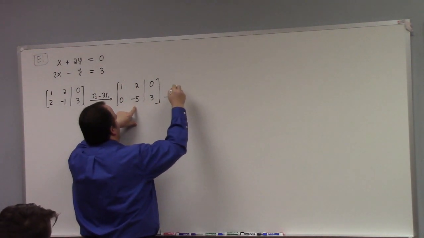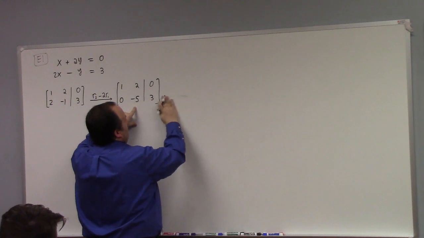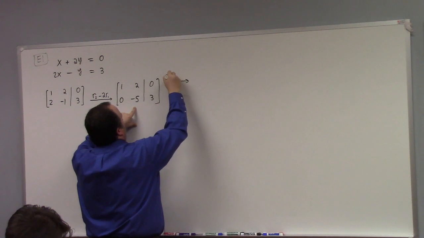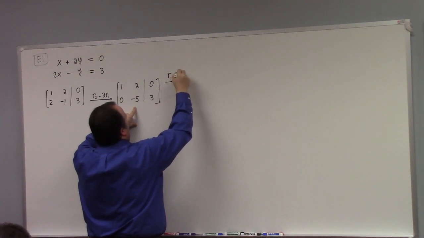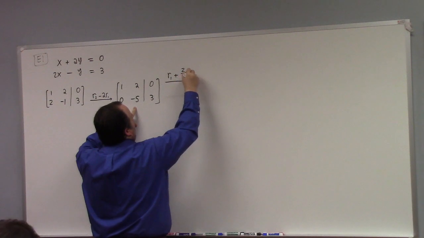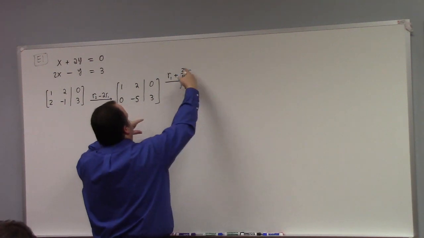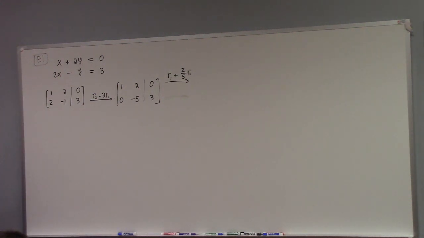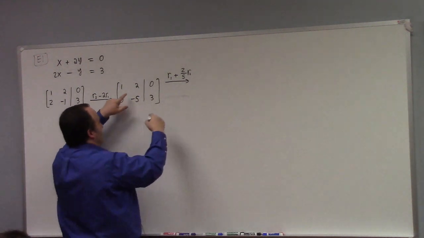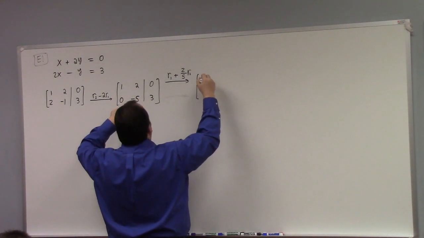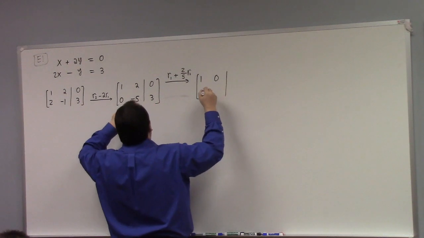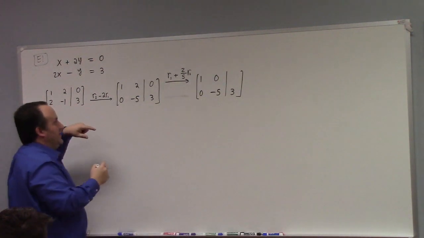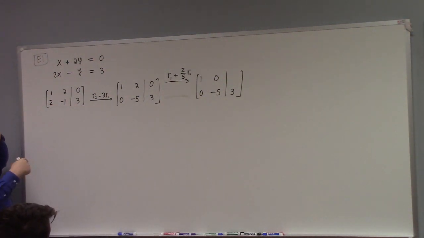All right, in view of this pesky 5, I'm going to take a different tack. Oh, fine, I'll just do it. This is going to require a little bit of arithmetic on my part. So I need row 1 plus, I want to say 2/5 row 2. If I do that, 2/5 times minus 5 gives me minus 2. Minus 2 plus 2 is 0. That's what I want. I'm trying to eliminate that 2 there. So 1, 0, 0, minus 5, 3. I'm not doing anything to the second row.